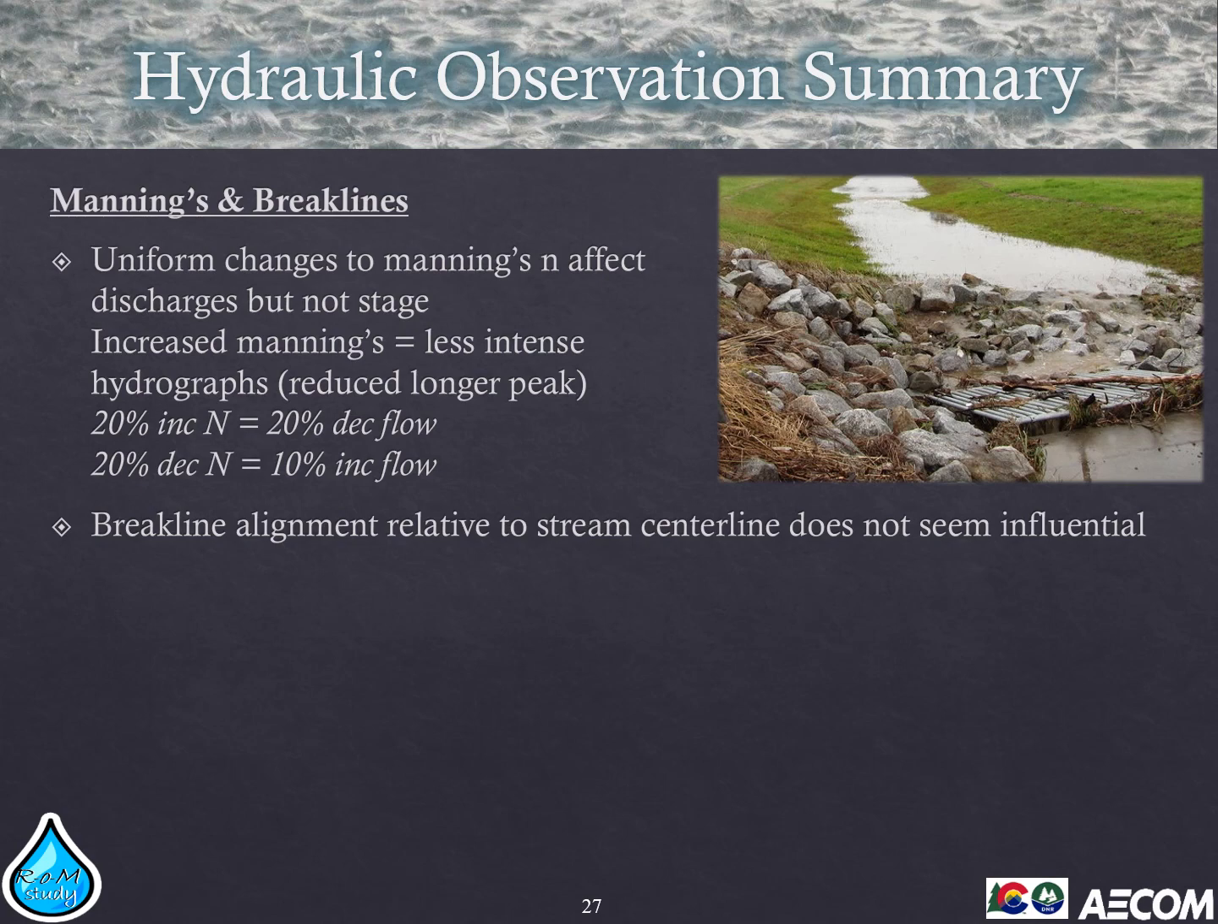We saw, at least on average, that a 20% increase in N values across the watershed gave about a 20% decrease in flow, whereas a 20% decrease in N values gave about a 10% increase in flow. As for break lines, we found that the alignment relative to the stream center line did not actually seem very influential. Again, it's highly influential for ridge lines and any high ground, but when it came to the stream center line from a hydraulic standpoint, it actually did not impact the values much. It would impact your mapping and troubleshooting, but it won't impact the values.